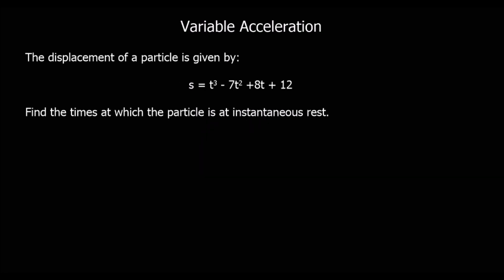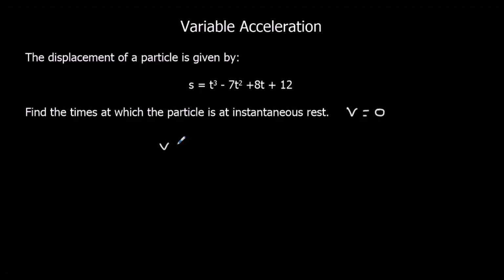Okay, so we've got the displacement of a particle is given by s equals t cubed minus 7t squared plus 8t plus 12. And the question says find the times at which the particle is at instantaneous rest. So it's at instantaneous rest when v equals 0. So we're going to change from displacement into velocity by differentiation.